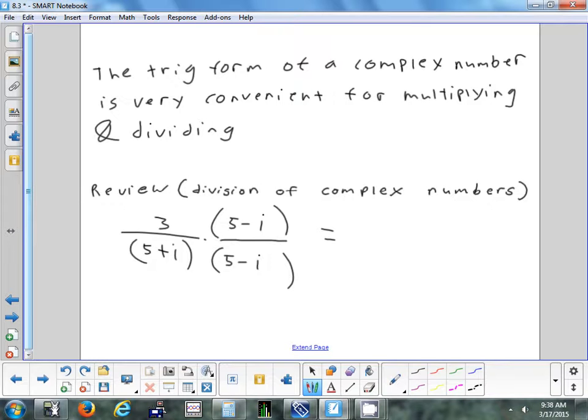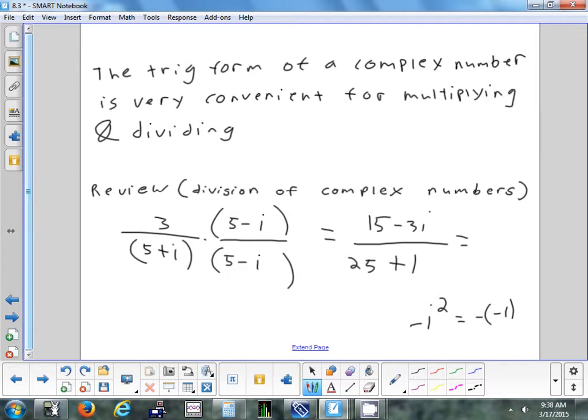Now I have to do the distributive property in the top. I get 15 minus 3i. Now in the bottom, there's a trick, or if you don't remember the trick, just FOIL it out. I have to do 5 times 5, 5 times negative i, 5 times positive i. Those cancel. And then I get i times negative i, which now I need to remember what that is. It's positive 1, because that's negative i squared. And remember, i squared is negative 1. So it's negative negative 1, which becomes a plus 1.